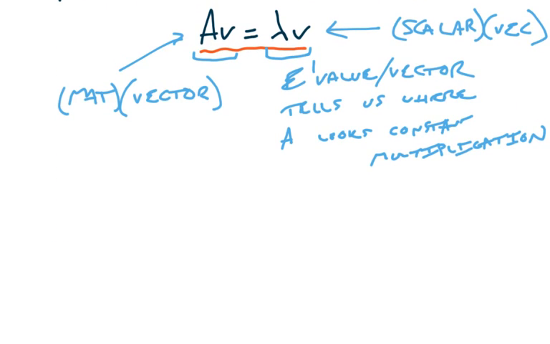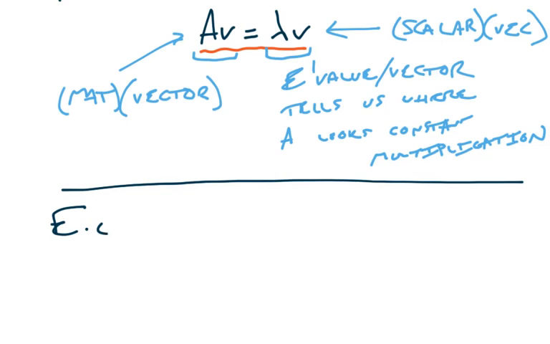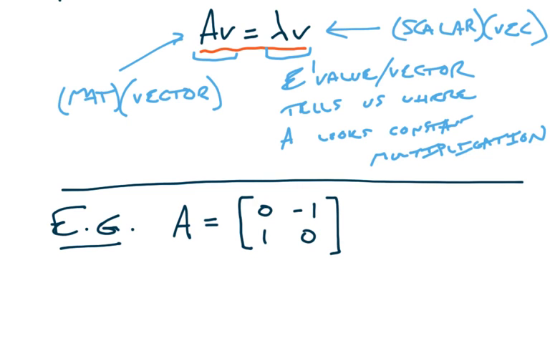So let me give you just a quick example to demonstrate that this is a non-trivial question. Okay, let me phrase it that way. So, all right, let's look at 2 examples. Let me call A, let's say this is 0, -1, 1, 0. Alright, so this is our matrix A.